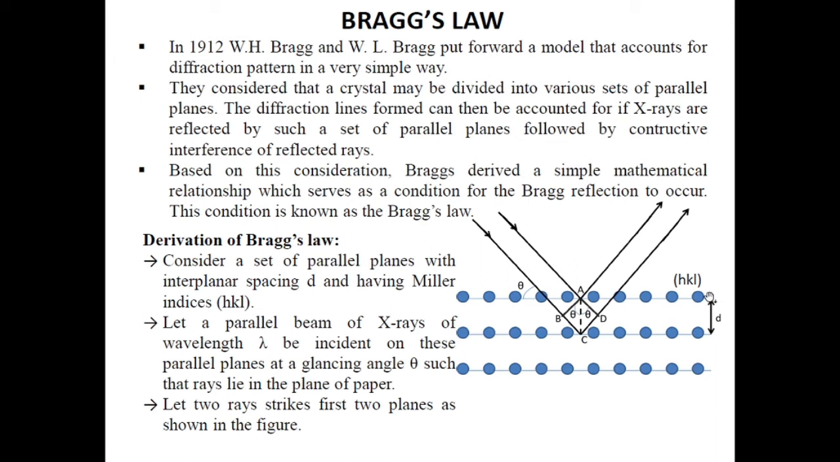Between these two planes, the interplanar spacing is denoted by small d, with Miller indices hkl. Let a parallel beam of X-rays with wavelength lambda be incident, making some angle with the plane of the crystal. Let's say the angle is theta. Now let us assume two rays. We cannot count rays, but for simplicity, to make the calculation simpler, we have assumed two rays. One ray strikes the first plane, and the second ray strikes the second plane.